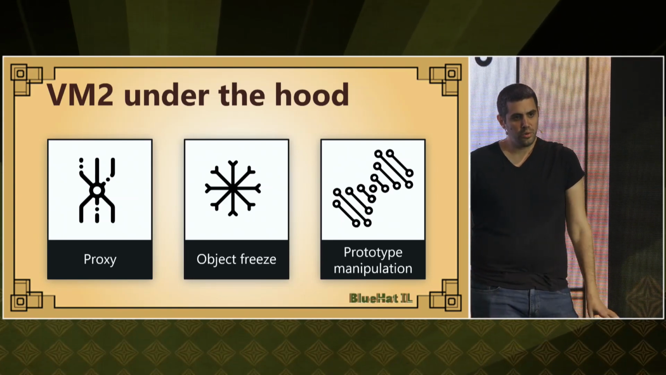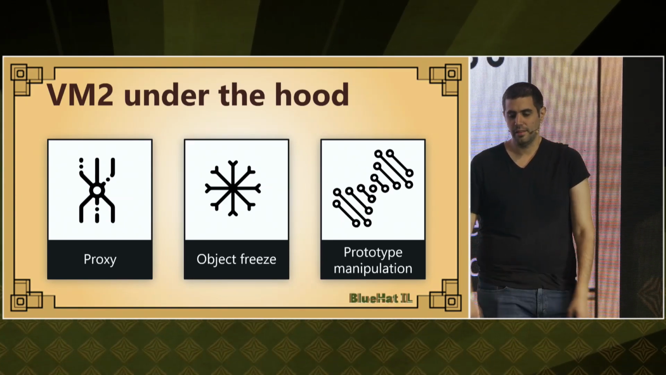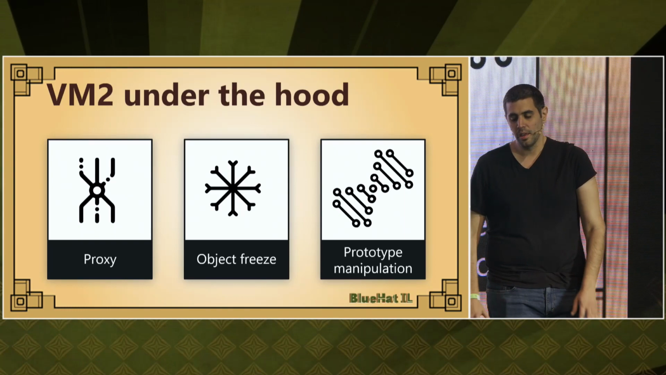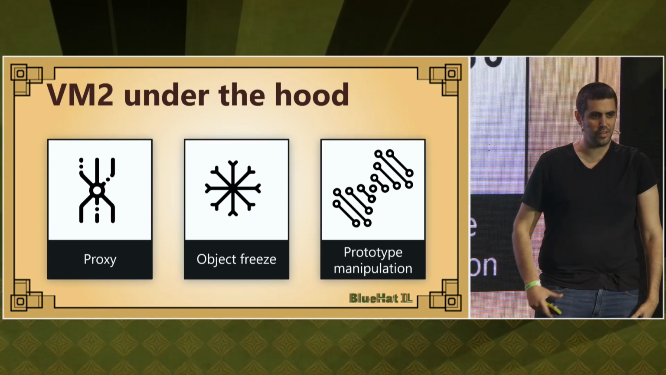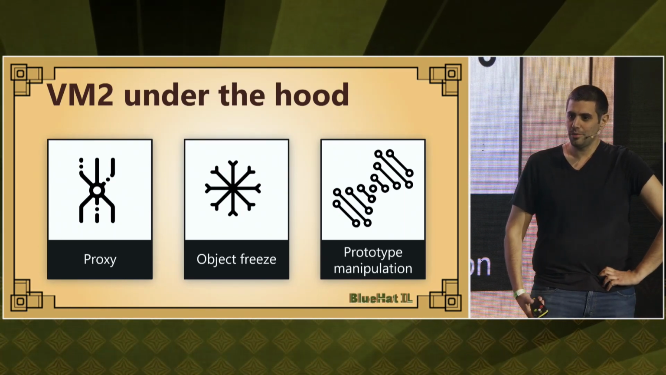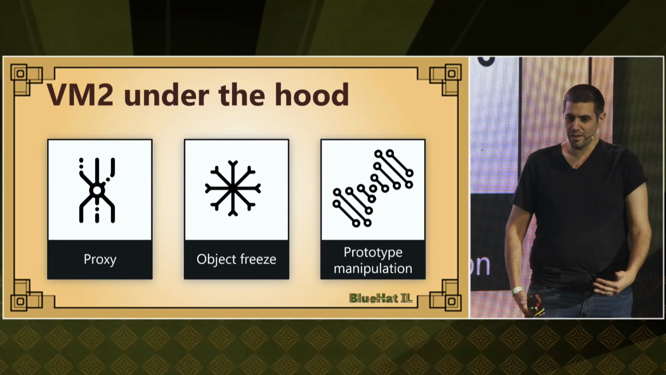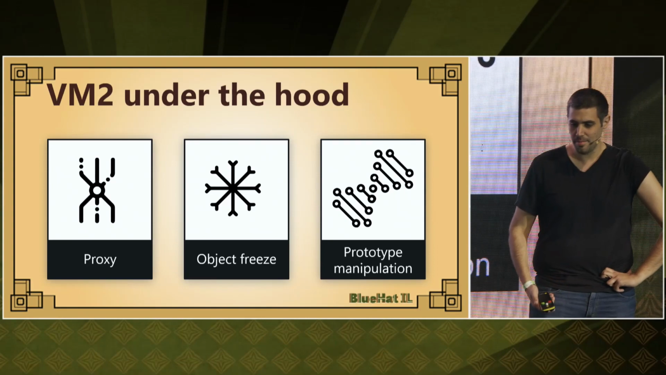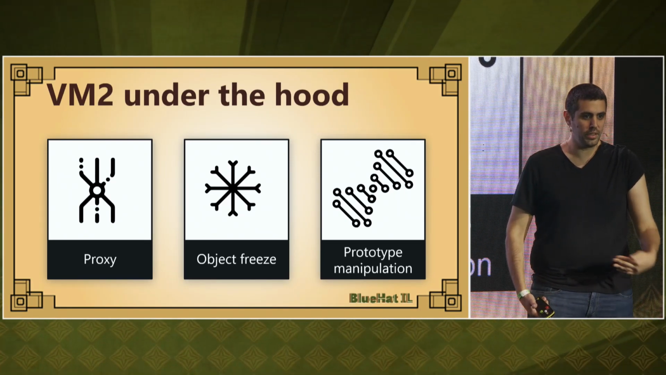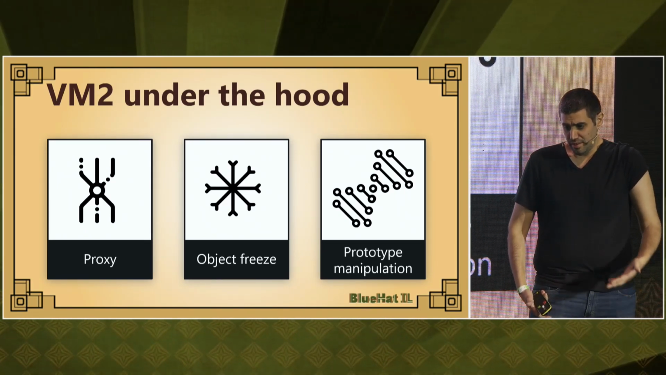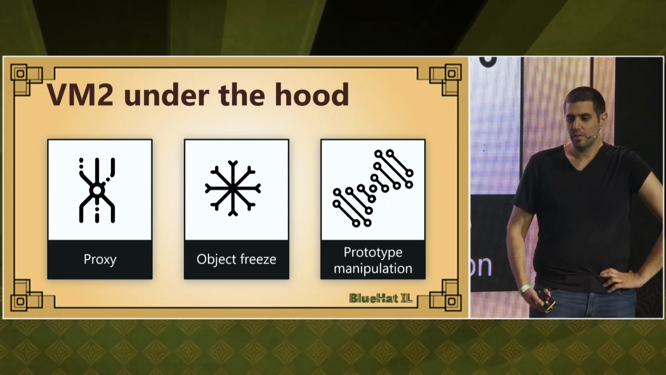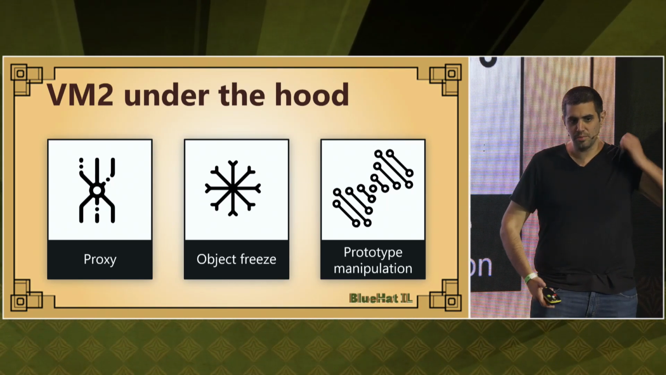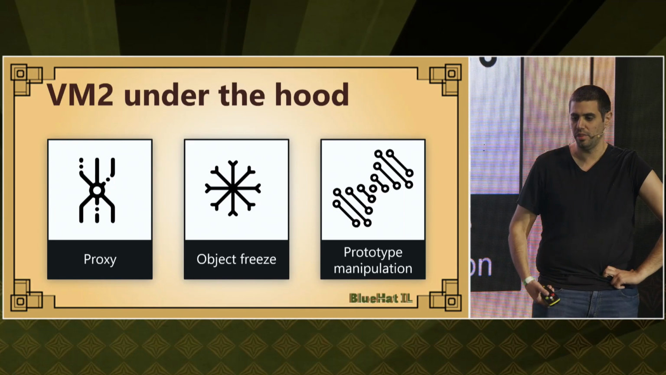So VM2 under the hood utilizes 3 main techniques in order to prevent sandbox escapes. The first one is JavaScript proxies. Proxies allow the VM2 developers to intercept the arguments passed to the different functions called from inside the sandbox, and also to intercept the return value. That allows the VM2 sandbox to prevent dangerous objects from being accessible from within the sandbox.